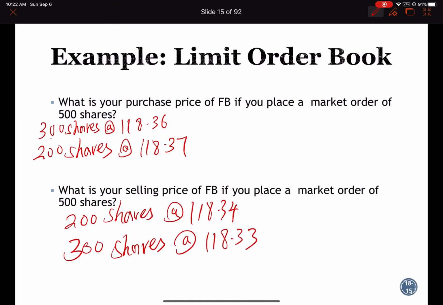Okay, I hope this example helps you to understand how market order and limit order work, right? This is important, as I said, because when you're actually trading stocks, you have the choice to either place a market order or a limit order. And you have to make your decision, which one do you want, right? And to make your decision, the first step is to understand what is a limit order, what is a market order.